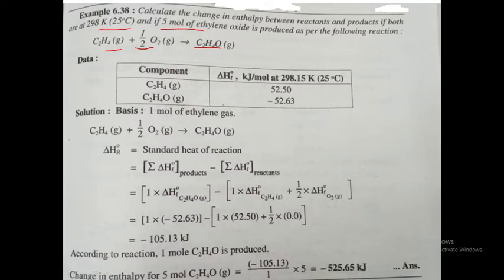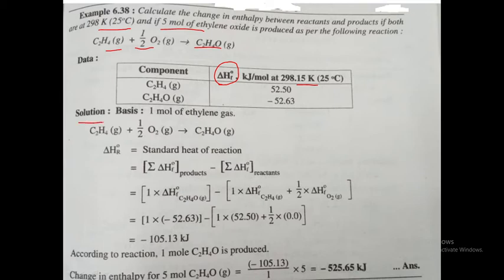So the data are given. Here C2H4 is 52.50, C2H4O is minus 52.63. This is the standard heat of formation data, kilojoule per mole, at standard condition. Standard condition, that is 25 degrees Celsius. Are you clear or not? Okay. So next one is the solution part.